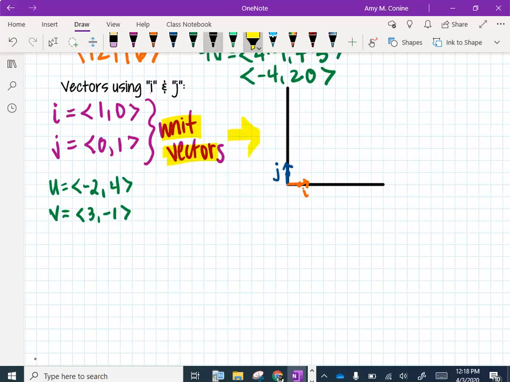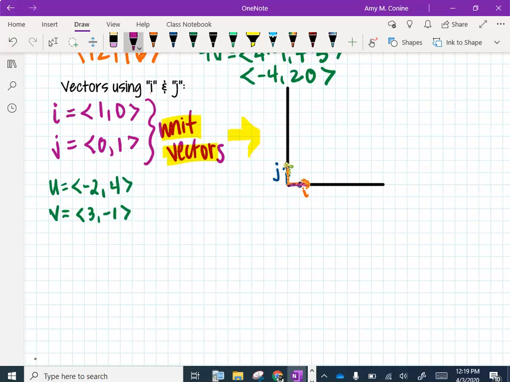You would go over 1 unit for i, and that would be the vector for i. You would go up 1 unit for j. It's called unit vectors because it moves over a unit. So then there's something called doing vectors in terms of i and j. And it's just a fancy way of using your vector operations and kind of substituting at the same time.